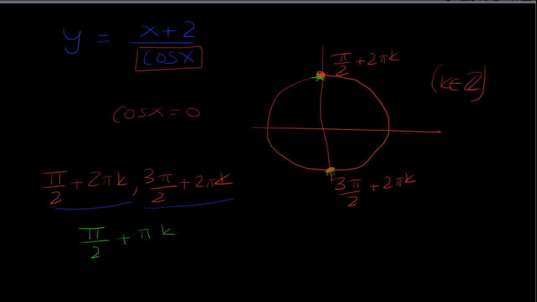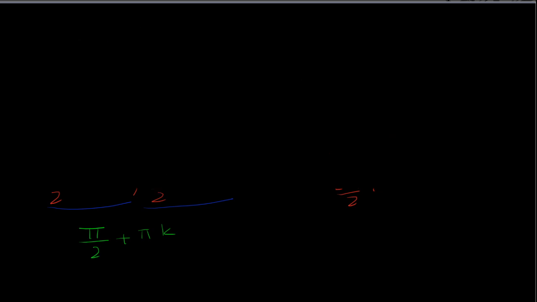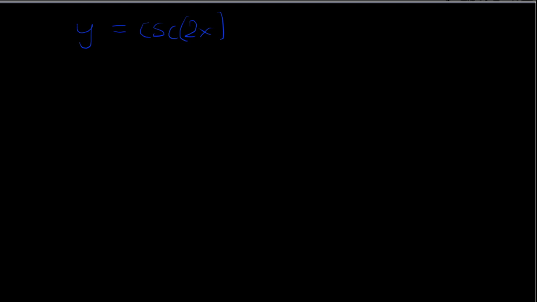Okay, next we're going to be looking at cosecant. We have y equals cosecant of 2x. Now cosecant, we can represent it as 1 over sine 2x. So here we're looking at when is sine 2x equal to 0, because we don't want the denominator to be 0. So let's eliminate all these points.